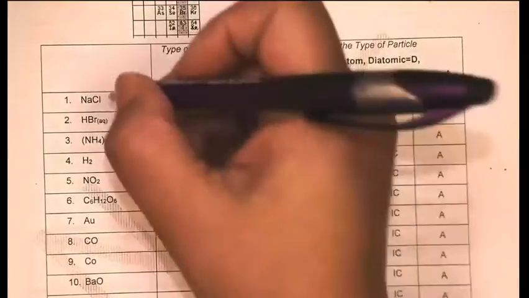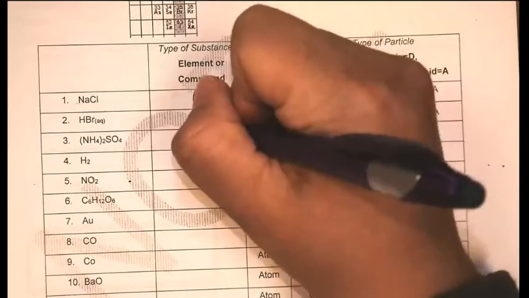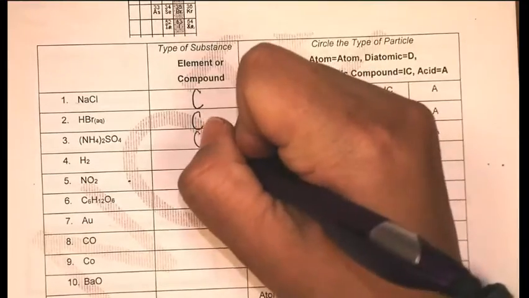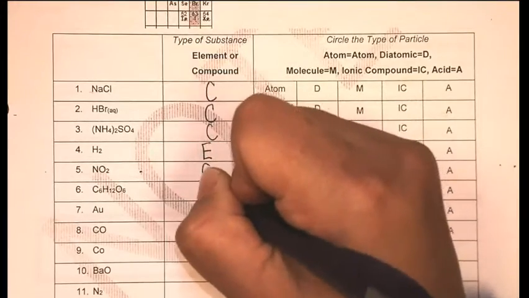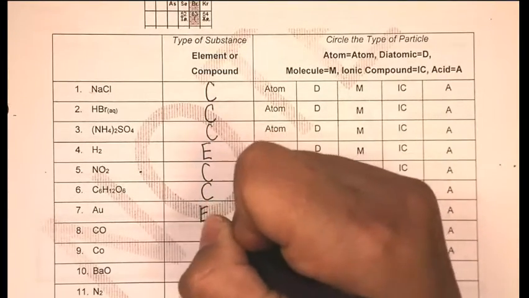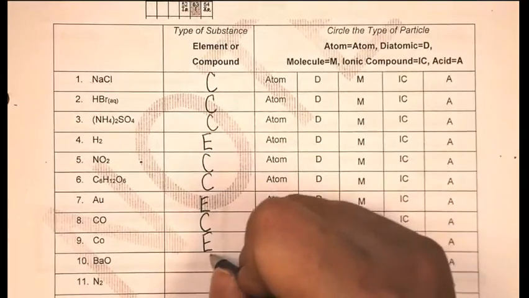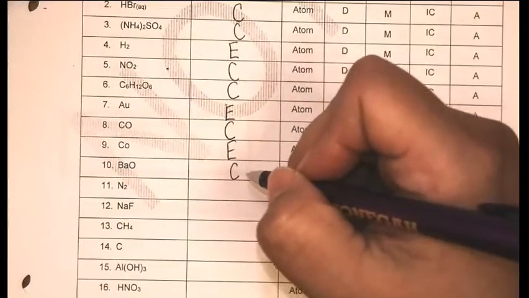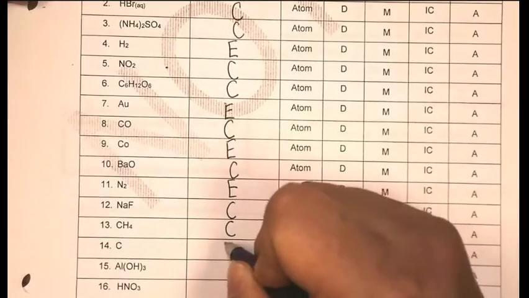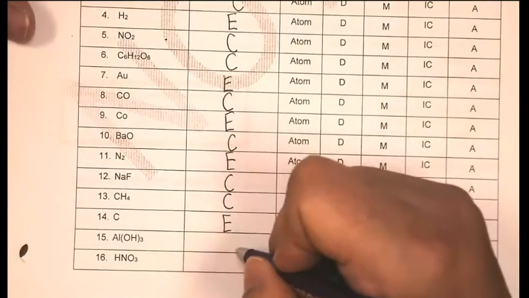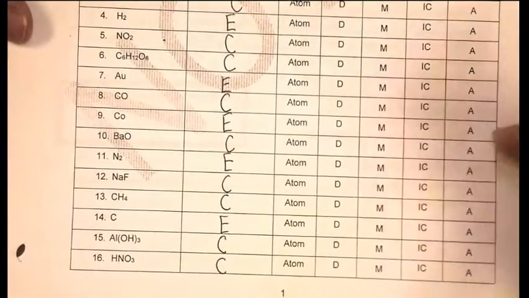So NaCl, more than one capital letter, compound. HBr, more than one capital letter, compound. Compound, right? 4 is an element, only one capital letter. Compound, compound, element, compound, element, because it's only one capital letter. 10 is a compound. 11, element, only one capital letter. Compound, compound, element, only one capital letter. AlOH3, compound, more than one capital letter.